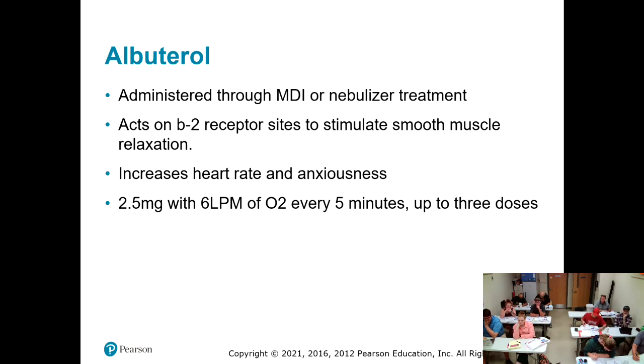Typically, patients who have albuterol at home, it's administered through a metered dose inhaler, MDI. Anybody who's ever seen a rescue inhaler, that's what an MDI is. It can also be administered through a nebulizer treatment. So I will pass these around. This is what we give to patients. One is albuterol and one is a DuoNeb.